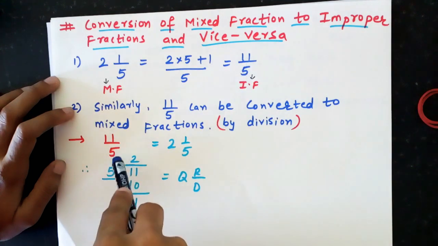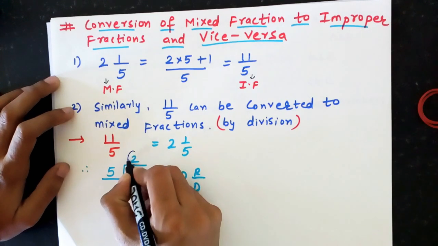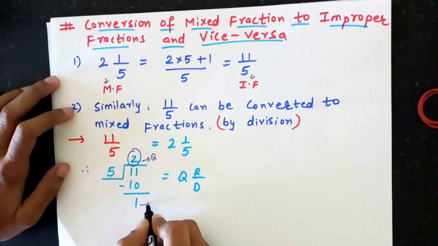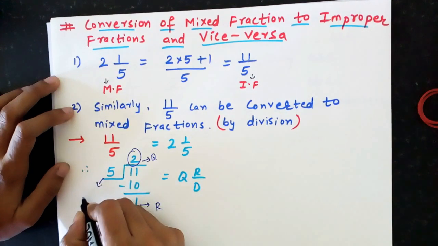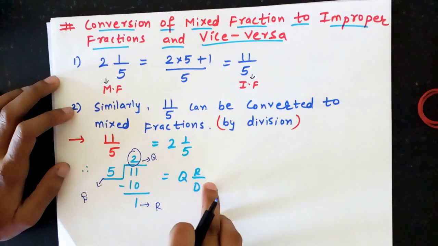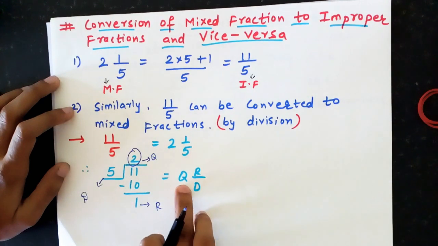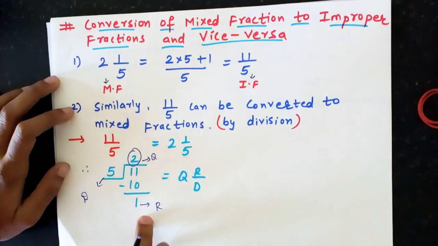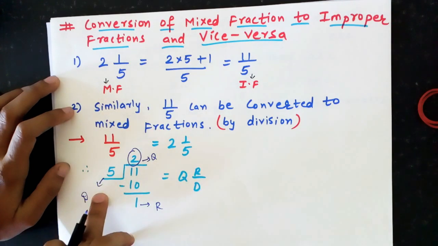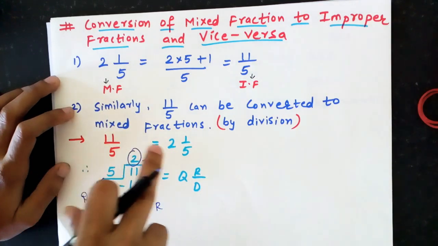Let us take this only, 11 upon 5. How will you convert? By division. You will divide 11 by 5. 5 2s are 10, 11 minus 10 will be 1. So this is your quotient, this is the remainder, and this is the divisor. Now we have to write it in this form, Q R upon D: first the quotient, then the remainder upon the divisor. Our quotient is 2, the remainder is 1, and 5 is the divisor. So 2 integer 1 upon 5. So this improper fraction is converted to a mixed fraction.